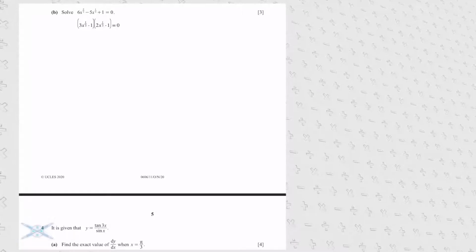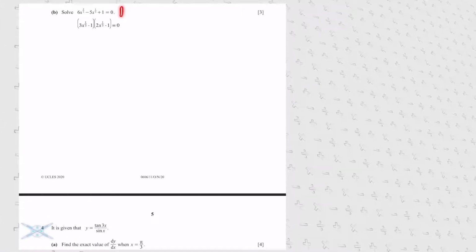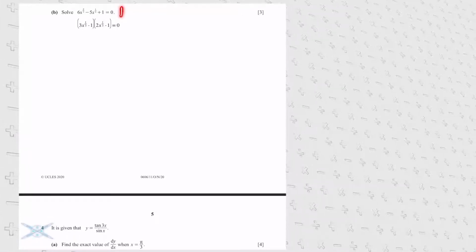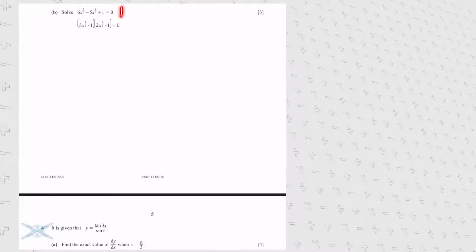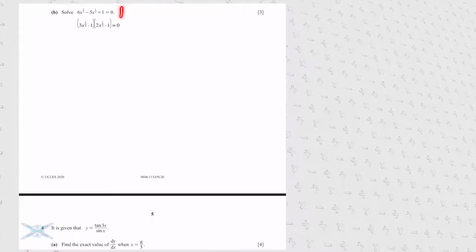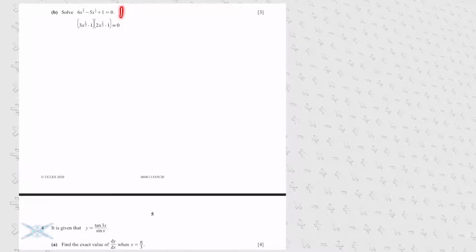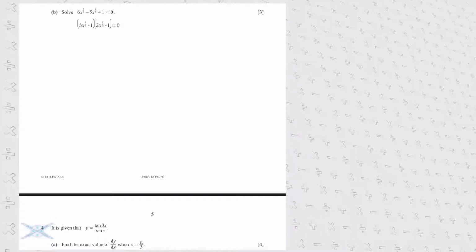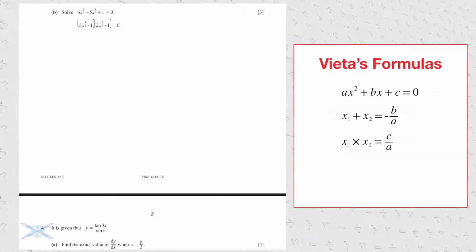In part B of exercise 3, we are supposed to solve the expression 6x to the power of 2/3 minus 5x to the power of 1/3 plus 1 equals 0. This can be achieved by applying Vieta's formulas, which you can find on the right-hand side of the screen.